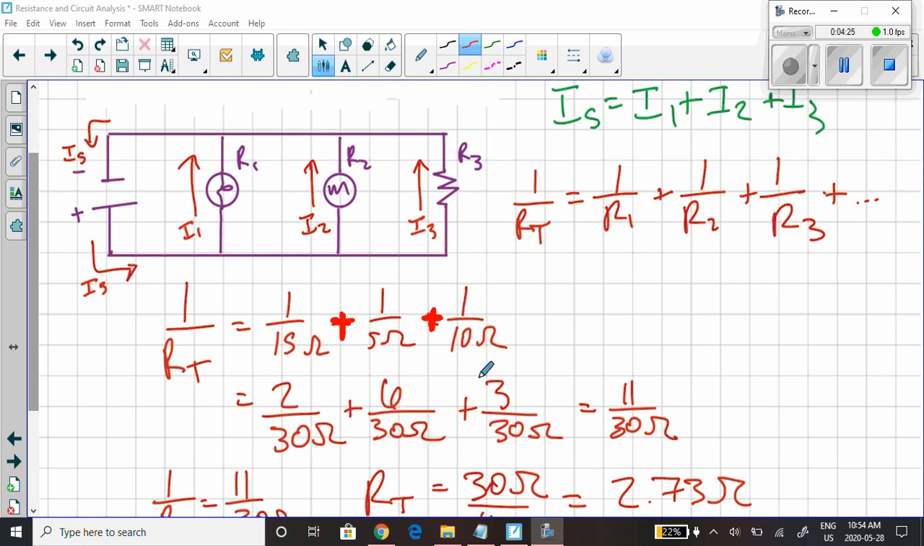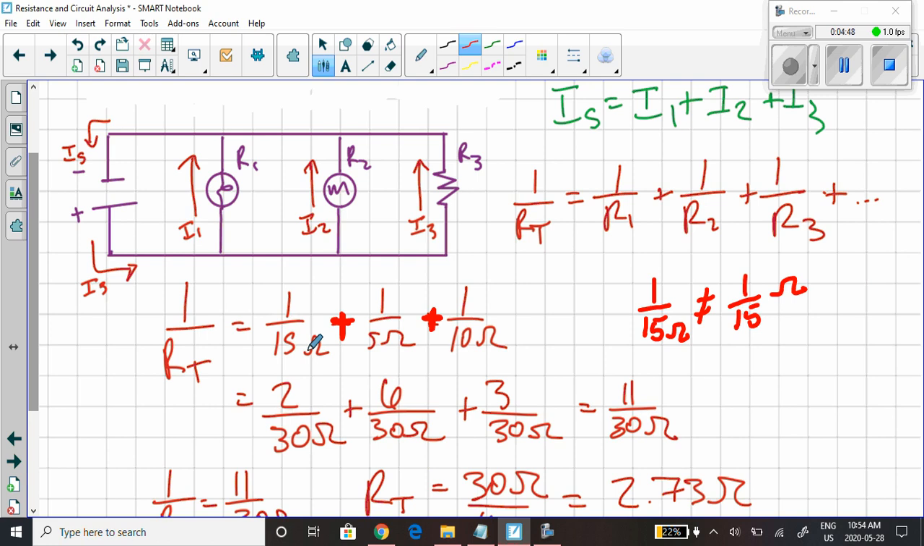Now, what you need to be really careful about here is 1 over 15 ohms does not equal 1 over 15, and then the ohm. Here the ohm is in the numerator. Here the ohm is in the denominator. The ohms are in the denominator here. Please be very careful about that.